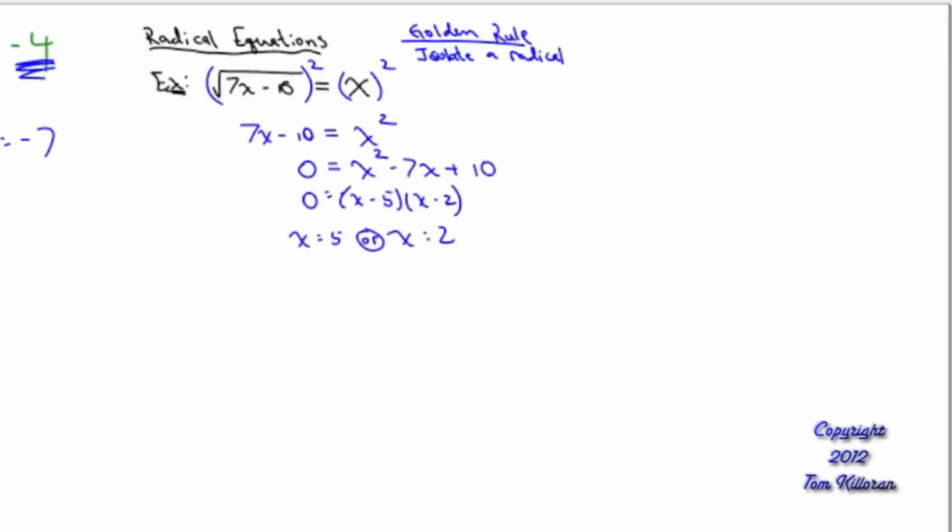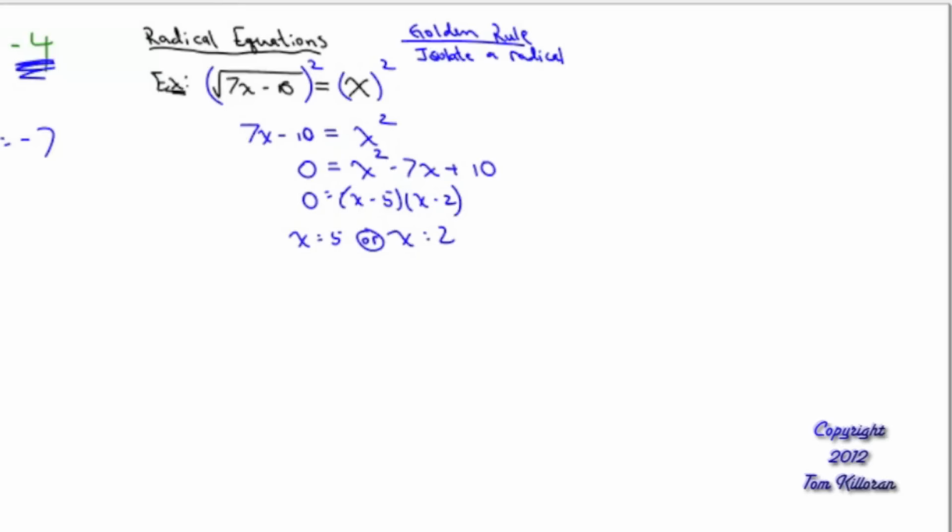If you square numbers at the very beginning, whether they're positive or negative, after you square them, they're both going to become positive. So if your solution turns out to be a positive number equal to a negative number, it makes absolutely no sense. So these you have to check. So 5 has to go back in. 7 times 5 is 35. 35 minus 10 is 25. The square root of 25 is 5.